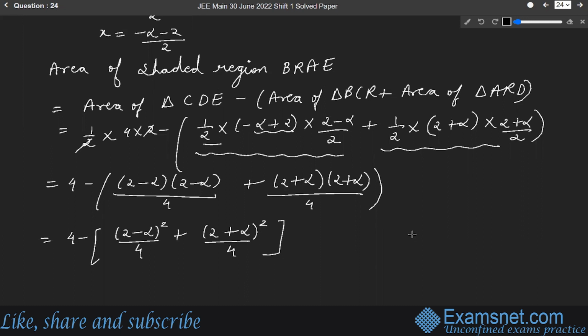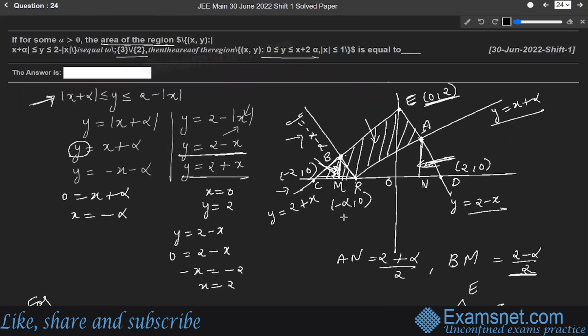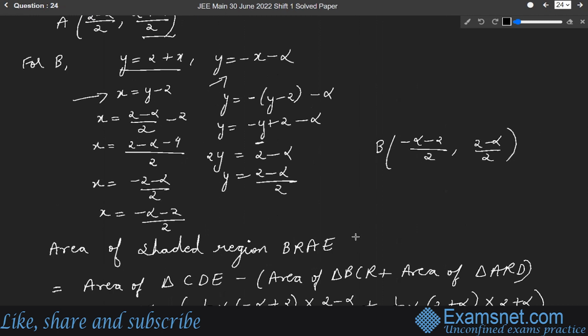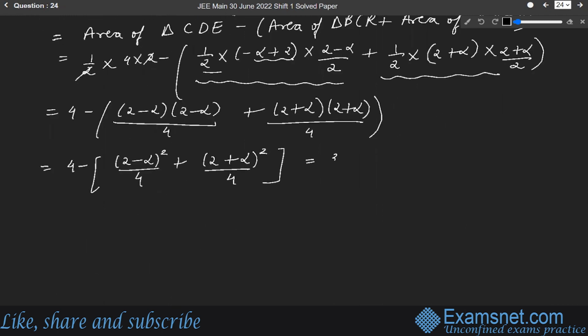Now, what is this value? This is the value for the area that is already given. See, the area of this region is already given, which is 3 by 2. It means that this value is ultimately equal to what? It is equal to 3 by 2, right? Now, let us do one thing. Let us take the numbers on one side and let us take the other part on the right hand side. So, we have 4 minus 3 by 2 is equal to, this is minus, so it will be positive. So we have (2 minus alpha) whole square divided by 4 plus (2 plus alpha) whole square divided by 4.